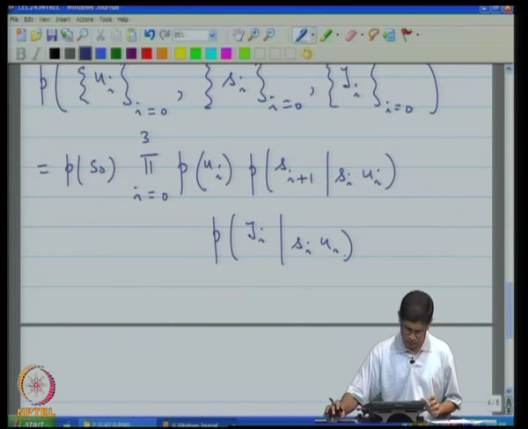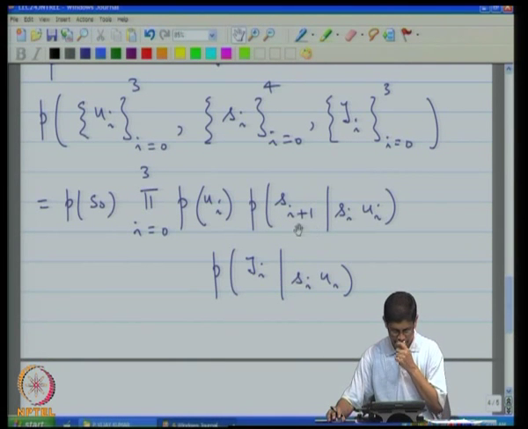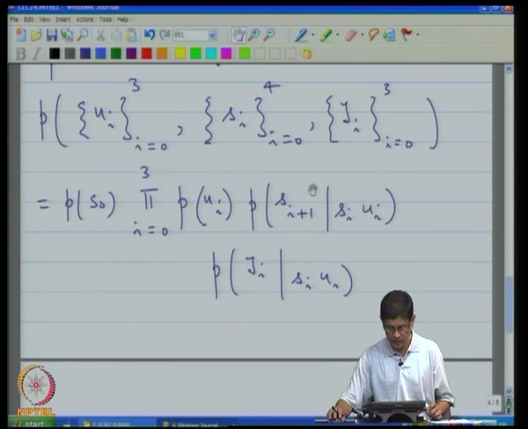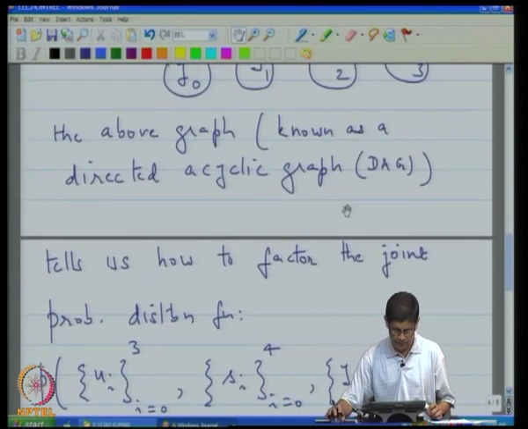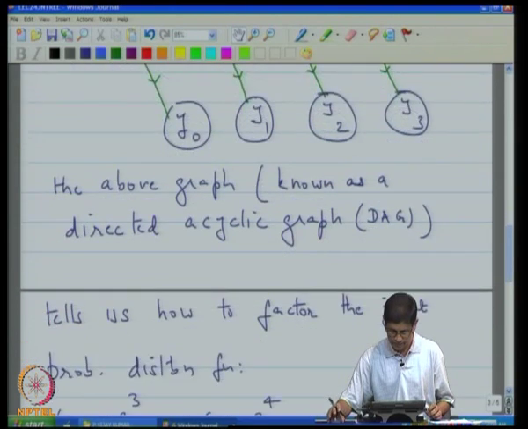So, this is how it factors, and you can see that what the figure above showed us is a graph that reflects this factorization, because there was an arrow leading from S_i and U_i to S_{i+1}, indicating a dependence of S_{i+1} on the values of S_i and U_i. For example, S2 is dependent upon U1 and S1. So, these probabilities affect the probability of this.